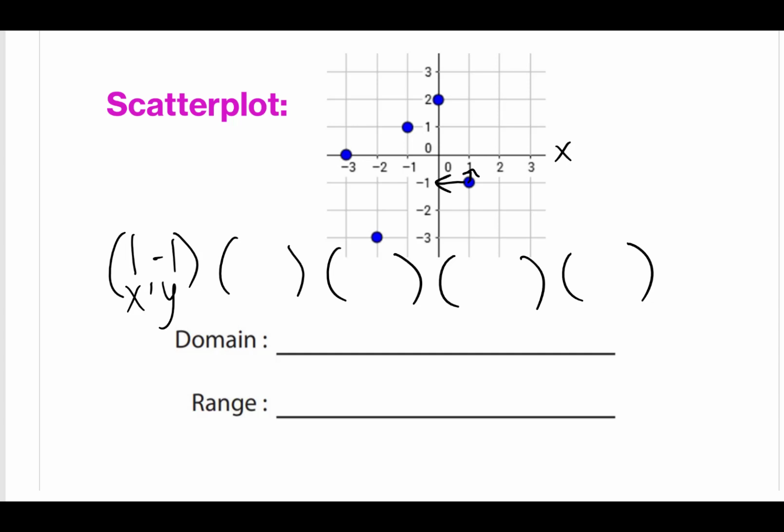So necesitas identificar cada punto. So este punto aquí, la x es 1, la y es negativo 1. So está aquí. Okay, so now I'll do this point. X is negative 1, and y is 1. I'll do this one next. X is negative 2, y is negative 3. Y no importa el orden escribiendo los puntos, right? It doesn't matter the order that you're writing them in.